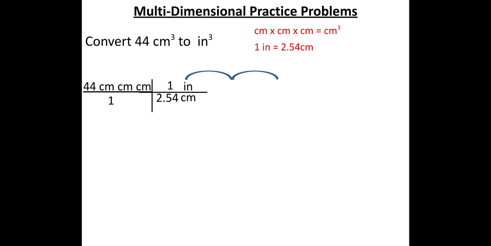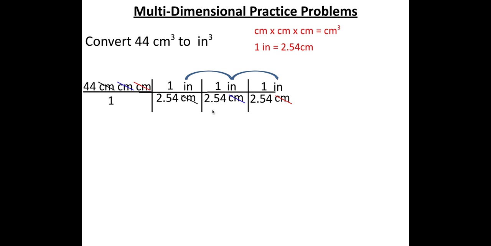But I would do that 3 times because I have centimeter cube. If I had centimeter square, I would do it 2 times. If I had just centimeter, I would do it 1 time. But because I have it 3 times, I will bring in that conversion factor 3 times, because I want the unit to cancel.